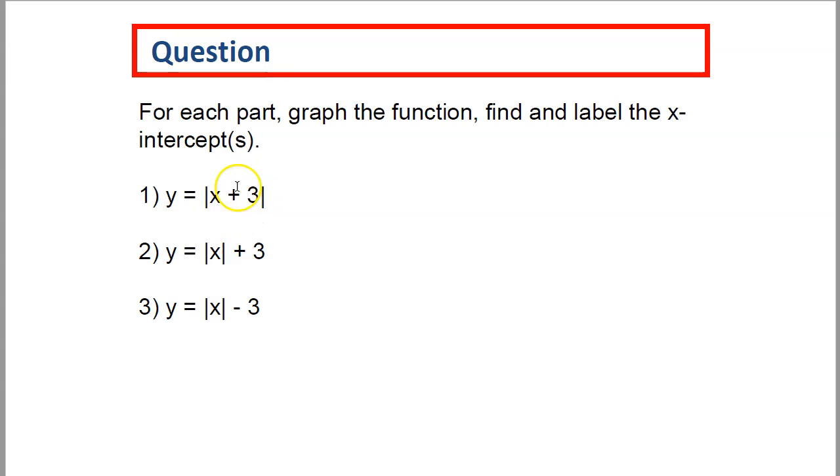In the first one, we have +3 on the inside. On the second one, we have +3 on the outside. And on the third one, we have -3 on the outside.